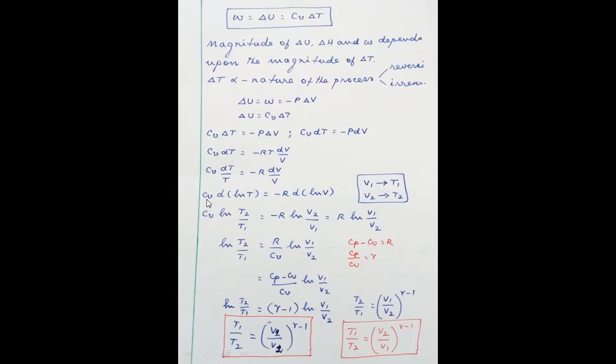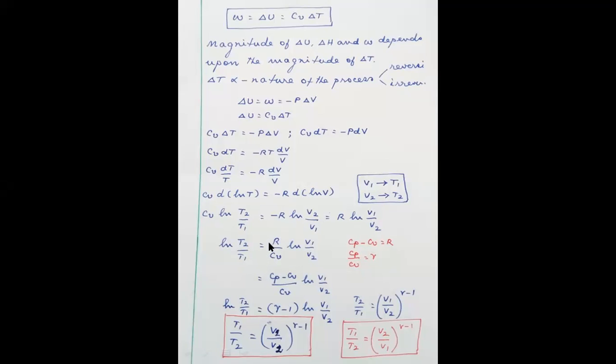So when you integrate, you are getting Cv differential of ln T. This is an integration procedure. This side, minus R differential of ln V. When you apply the upper and the lower limits T1, T2, it is the final temperature by initial temperature, the final volume by initial volume. So Cv ln T2 by T1 is equal to minus R ln V2 by V1. The minus sign can be taken off when this V1 and V2 are interchanged. So taking the Cv the other side, ln T2 by T1 is equal to R by Cv ln V1 by V2.